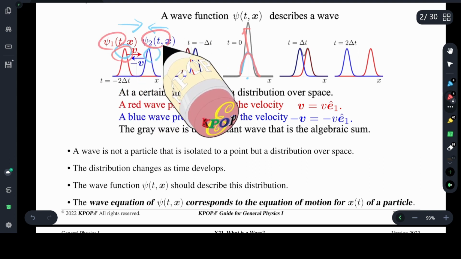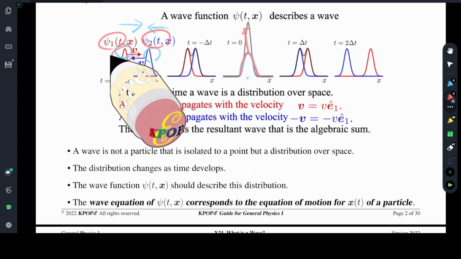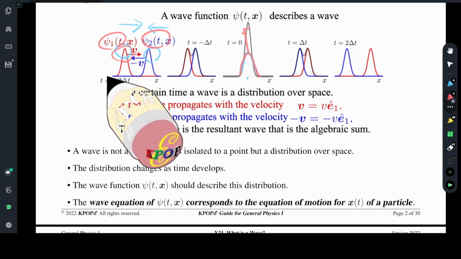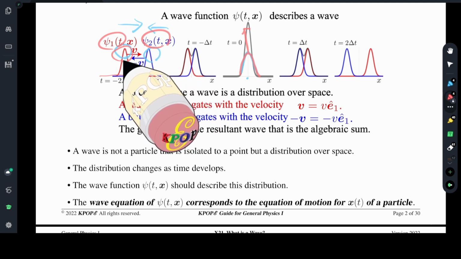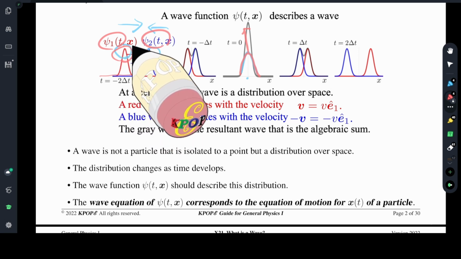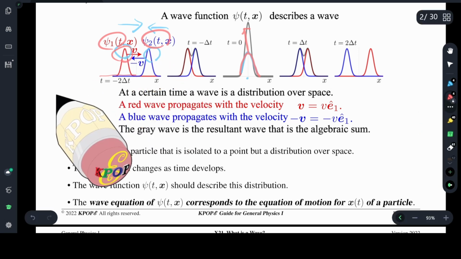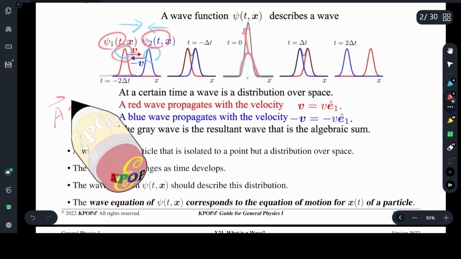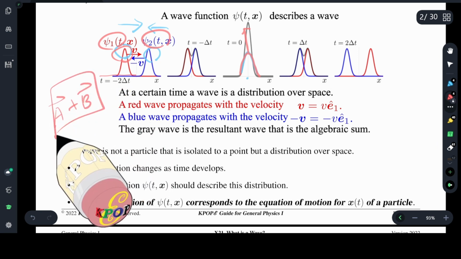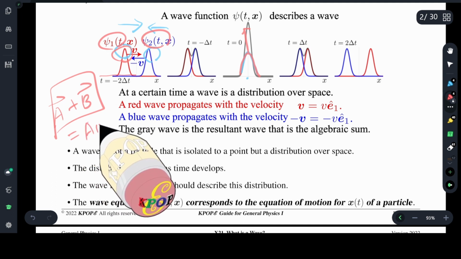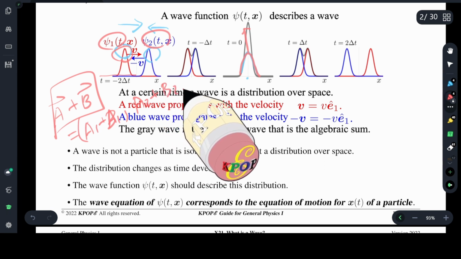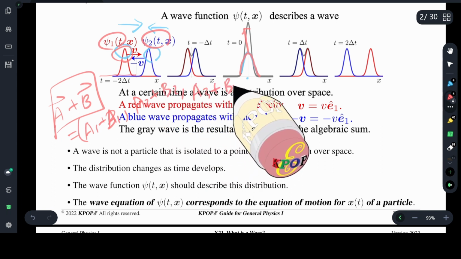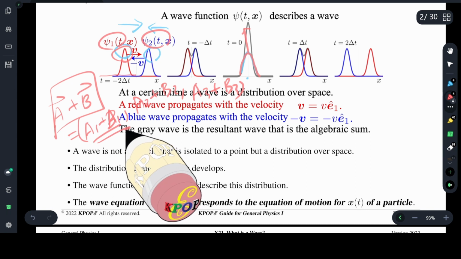psi 1 and psi 2 denote the deviation from the equilibrium position, which is flat in this case, and the deviations will be added because a deviation is just a displacement, and displacement is a vector. Any vectors, say vector A and vector B, can be added algebraically for each component: A1 plus B1, A2 plus B2, A3 plus B3. They are added algebraically, something like that.